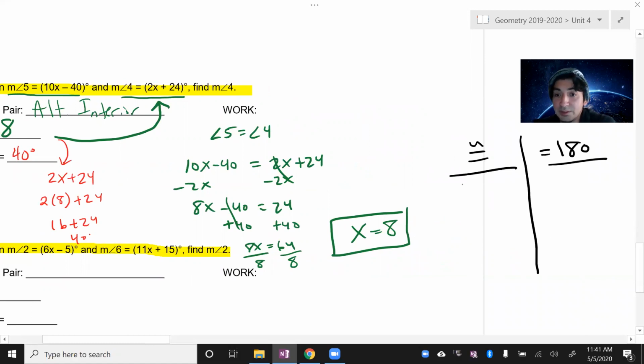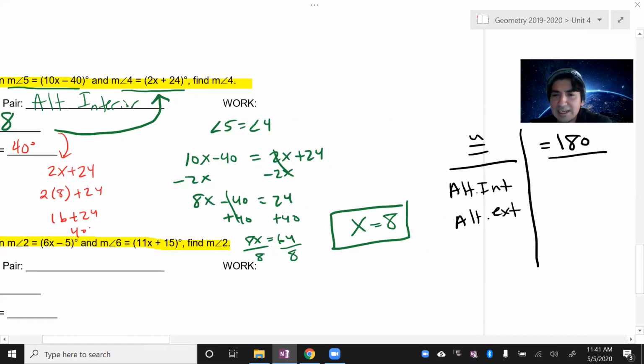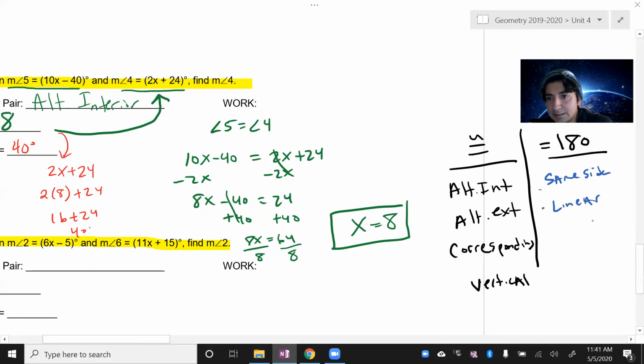Okay, so the ones that are congruent are alternate interior, alternate exterior, and they will be corresponding. It will also be vertical. Now, the ones that are equal to 180 are going to be same side. They will also be linear pair.